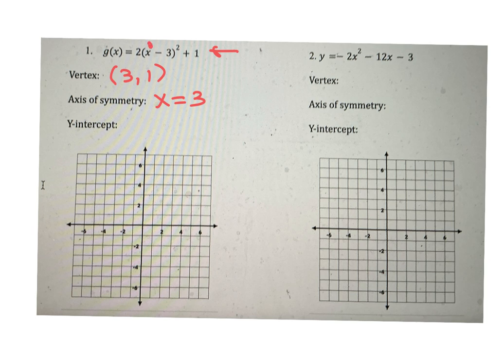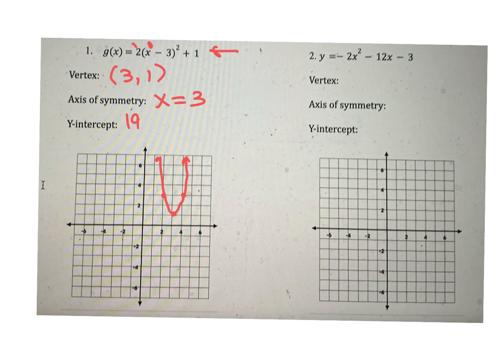If I plug in a 0 for x and just work that out, I get negative 3 squared, which is 9, times 2 is 18, plus 1 is 19. That's a big y-intercept, way up at 19. So graph it here. Vertex is 3, 1. Because there's a 2 in the front, I'm going to go over 1, up 2, over 1, up 2. Connect the dots. And there's your graph, just like that.